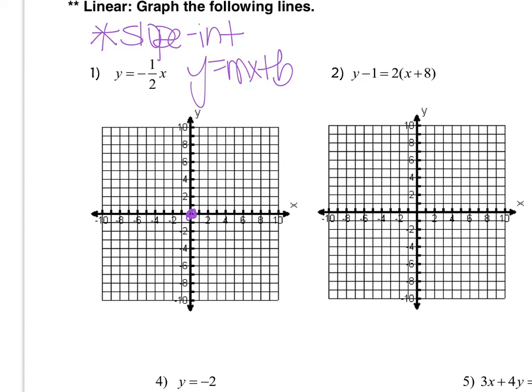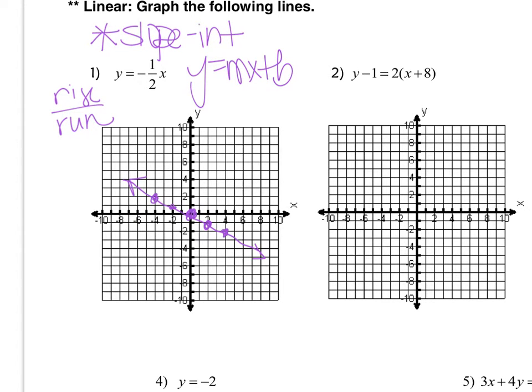So it's rise over run. So we're going to go down 1 and to the right 2, or up 1 to the left 2. Okay, and you should use a straight edge when graphing lines. Obviously a lot straighter than that. That's the gist of how to graph a line in slope-intercept form.